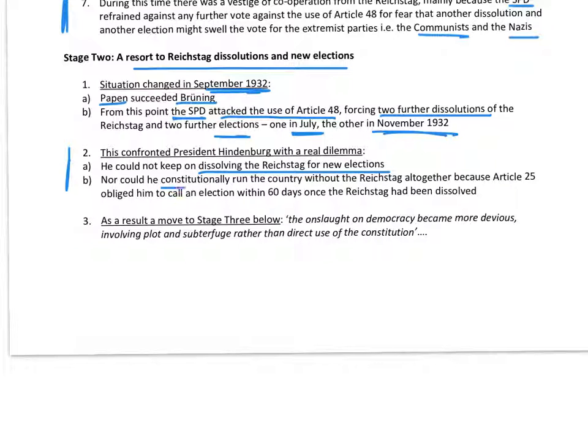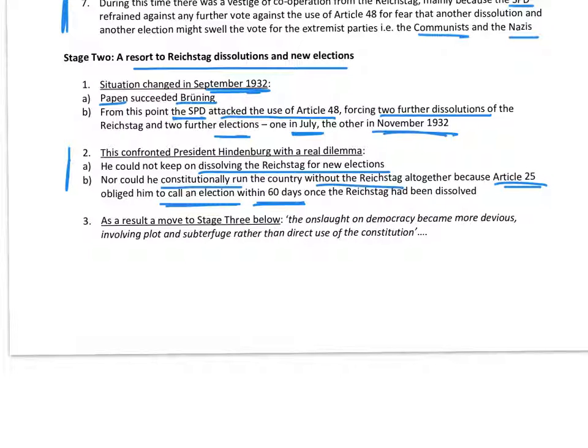nor could he constitutionally run the country without the Reichstag, because Article 25 of the Constitution obliged him, if he dissolves the Reichstag, which he has to do if the Reichstag can't operate, to call an election within 60 days once the Reichstag had been dissolved. So he has to do that, but if he keeps on dissolving the Reichstag and new elections, and the Reichstag still can't function because the vote is polarised and therefore there's no coalition that will work, then what does he do?